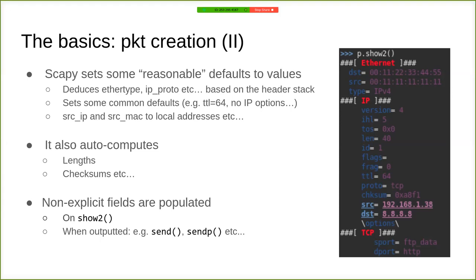And then, of course, for the fields that you are not explicitly initializing, you have to tell Scapy to explicitly initialize them, or it's also done when you're actually outputting that packet somewhere. That can be a send, or it can be a write to a pcap file that we will see later on. In particular, the show2 command is the one that will populate all the missing fields and calculate all the checksums. And this is what we see on the right here. Essentially, it's exactly the same packet that we saw before. Simply all the rest of the stuff has been populated.